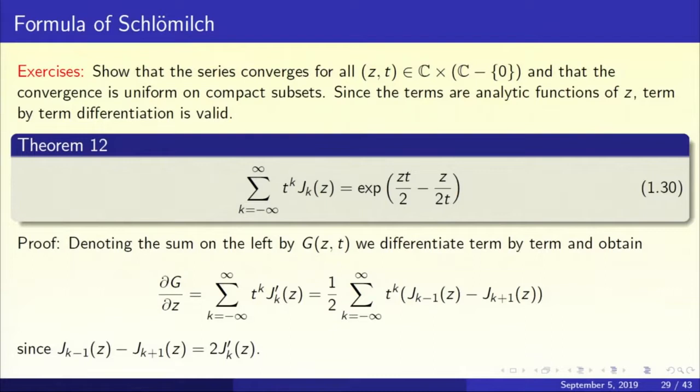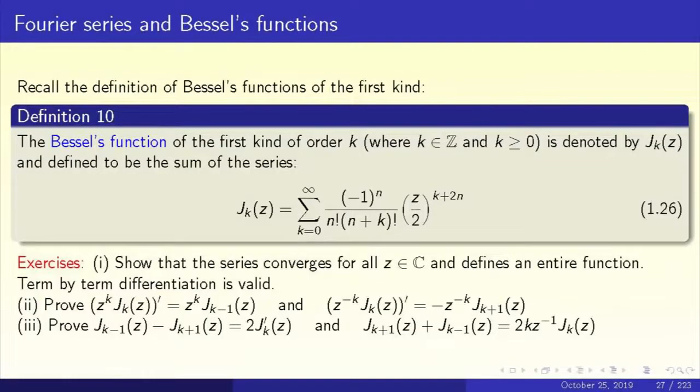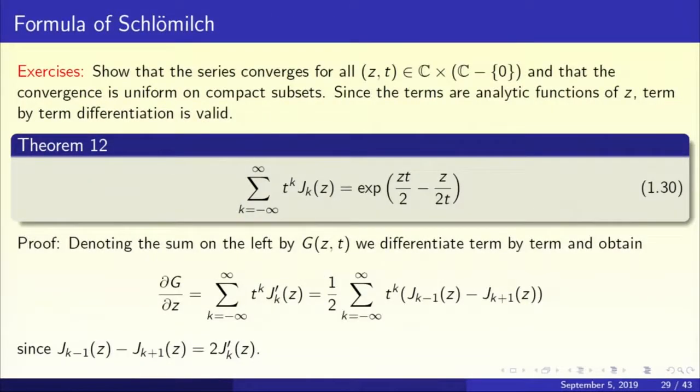What happens when you differentiate it? It is the summation over k from minus infinity to infinity of t to the power k J_k'(z). Now what is J_k'(z)? Let's go back and look at the third exercise on the displayed slide, the first part: 2 times J_k' equals J_{k−1} minus J_{k+1}. Here wherever there is J_k'(z), you replace it by 1/2 of J_{k−1} minus J_{k+1}. That's exactly what I have done.